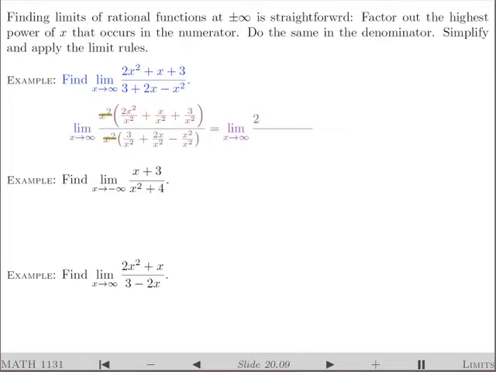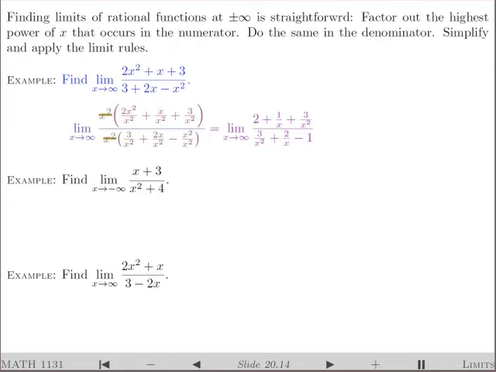2x squared over x squared is 2. And then plus x over x squared, that's plus 1 over x. Then plus 3 over x squared. In the denominator I have 3 over x squared, plus 2x over x squared, which is 2 over x, and minus x squared over x squared, which is negative 1.